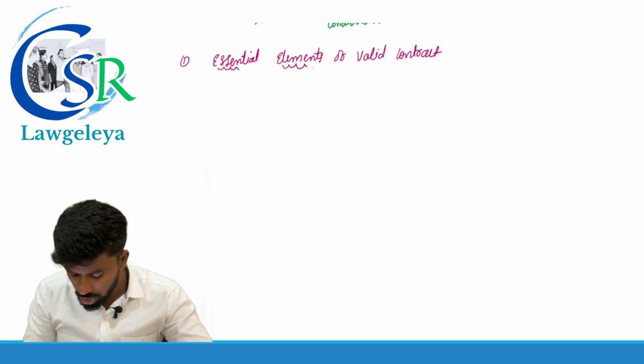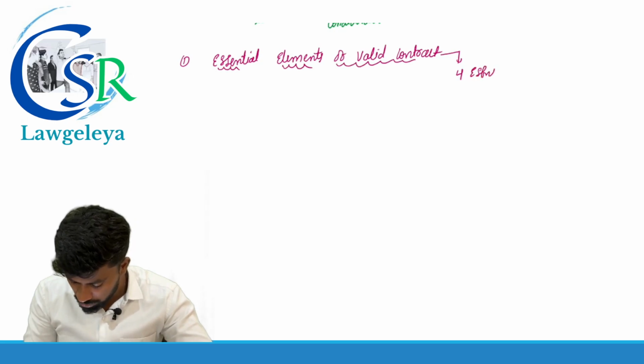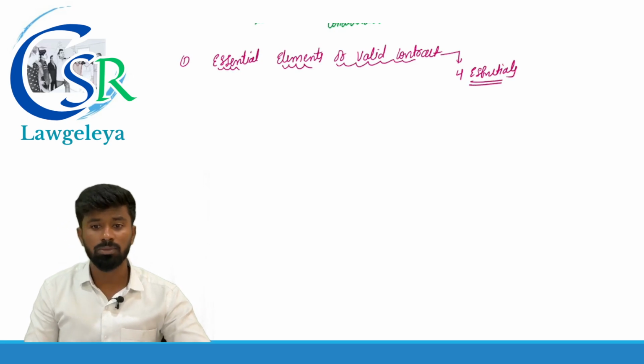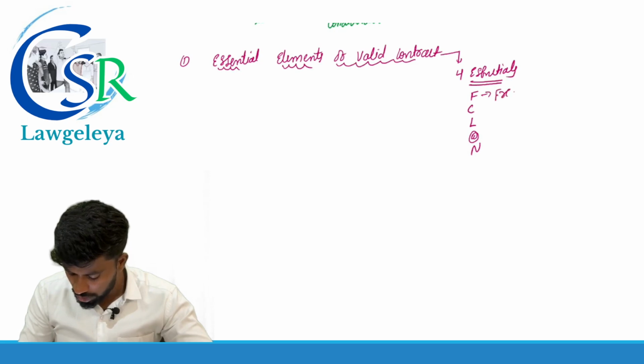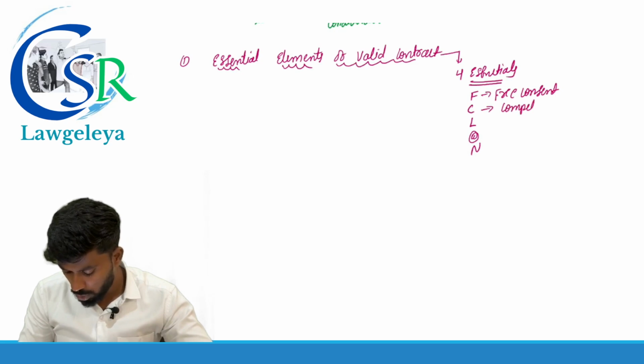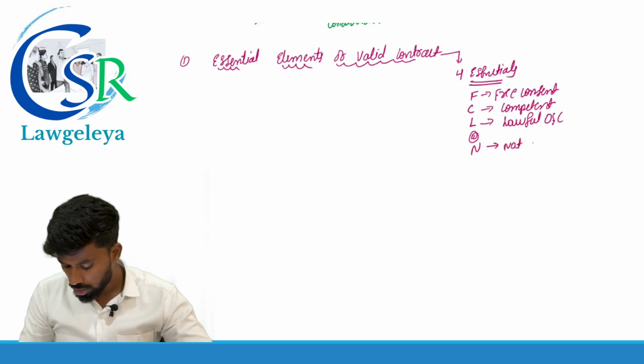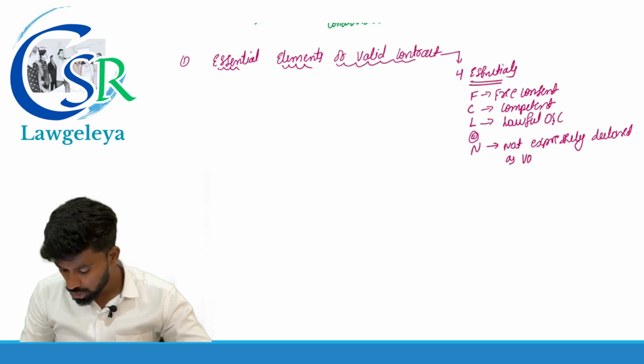So what are the essential elements of a valid contract? I have already discussed the 4 essential elements which are given in the Indian Contract Act itself. That is, fish can laugh at what time? Night time. What is F? A free consent. Second one, competent to contract. Third one, lawful object and consideration. And the last one, not expressly declared as void. It should not be declared as void by the Indian Contract Act.